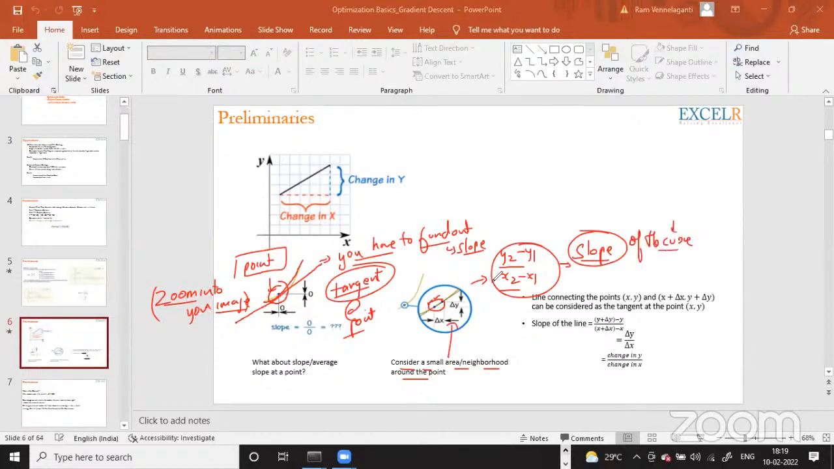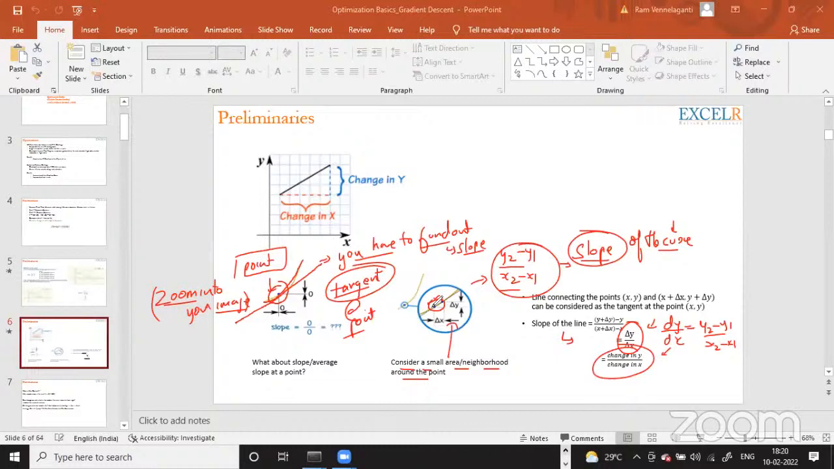So this is what we are supposed to do. Slope of the line can be defined using the formula of dy by dx or y2 minus y1 by x2 minus x1, or change in y by change in x. This is how you are supposed to find it out for a curve. So draw a tangent and then zoom into the point at which your tangent is touching the curve. And then select a small neighborhood around that point. And then you find out the possible slope for your curve at that point.